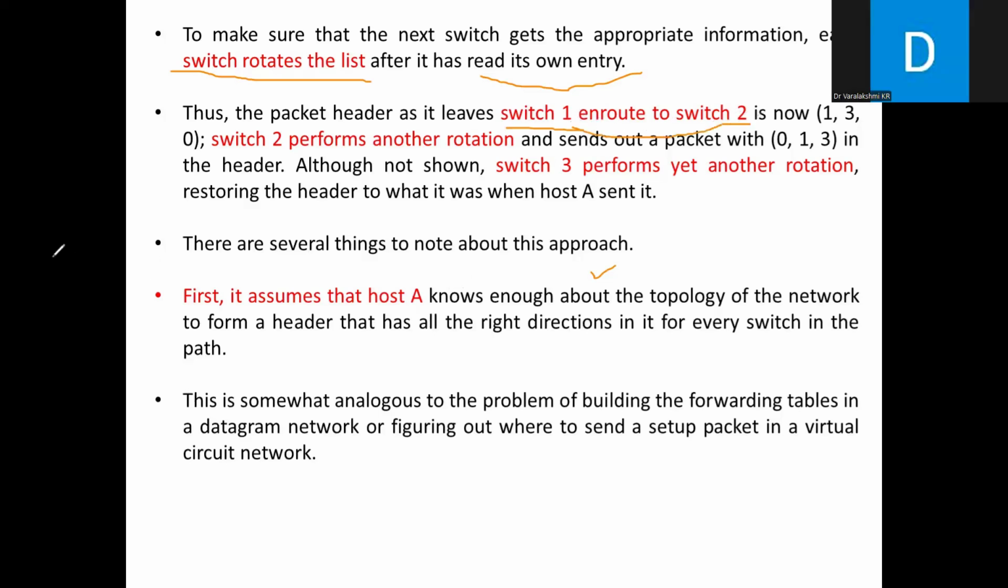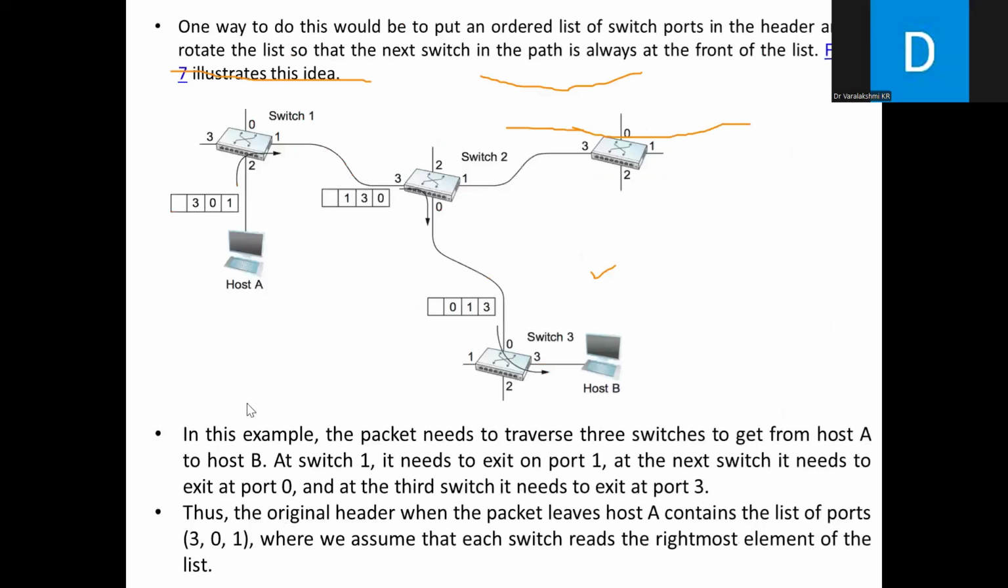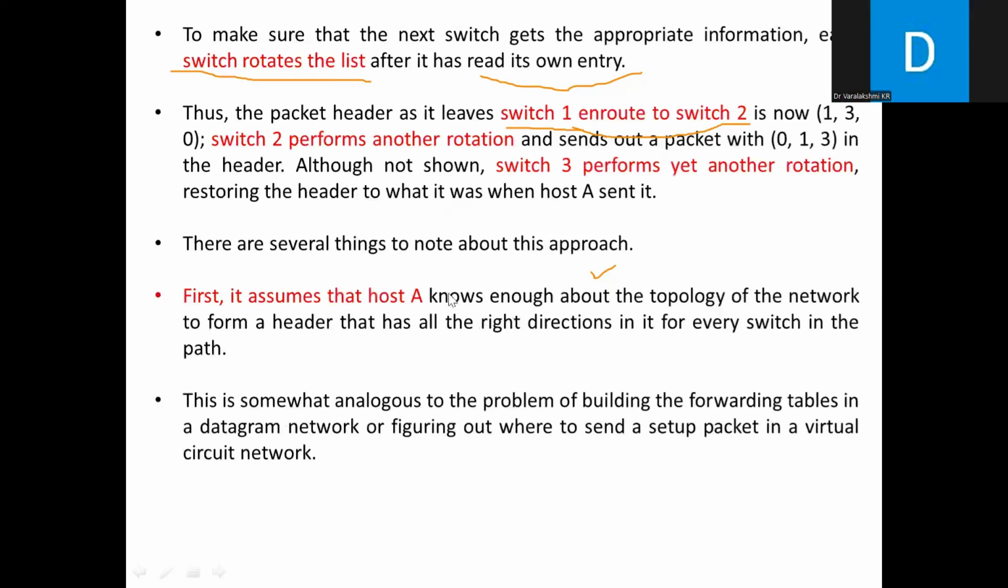Now the packet previously had 301. Once it is rotated, the 1 is already used, so the 1 will be moved to the corner. So 30 remains the same. Again it will be routed out to 0, so 0 is left here, and 1 and 3 come to this side. So after every transmission the switch performs a rotation. Switch 2 will perform the rotation.